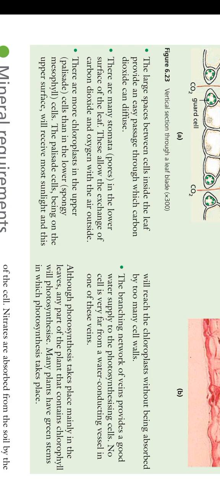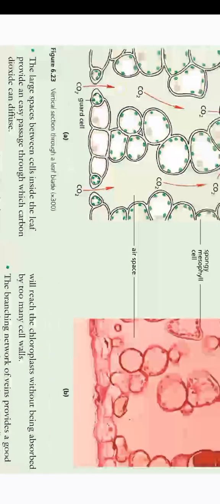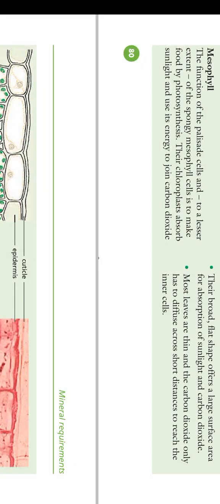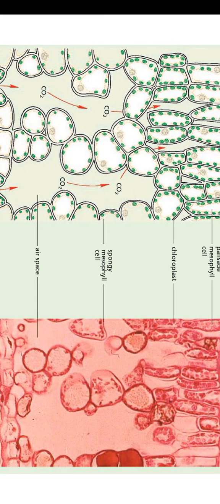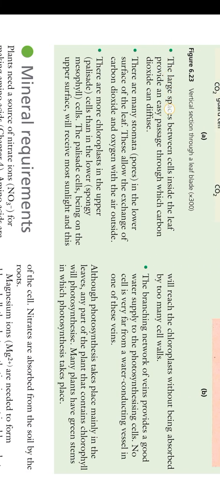The first one is a large surface area, the second one is a thin layer present on the leaves, and the third one is actually the large spaces present in the spongy mesophyll cells. There are many stomata in the lower surface of the leaves. These allow the exchange of carbon dioxide and oxygen with the air outside.